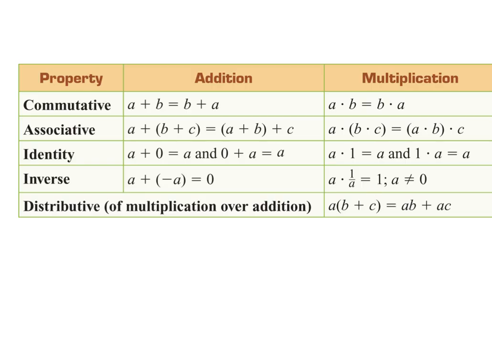The distributive property of multiplication is that if you have a number that is multiplied by a group that is either added or subtracted, you can distribute it through. It is repeated multiplication, so A times B plus A times C.